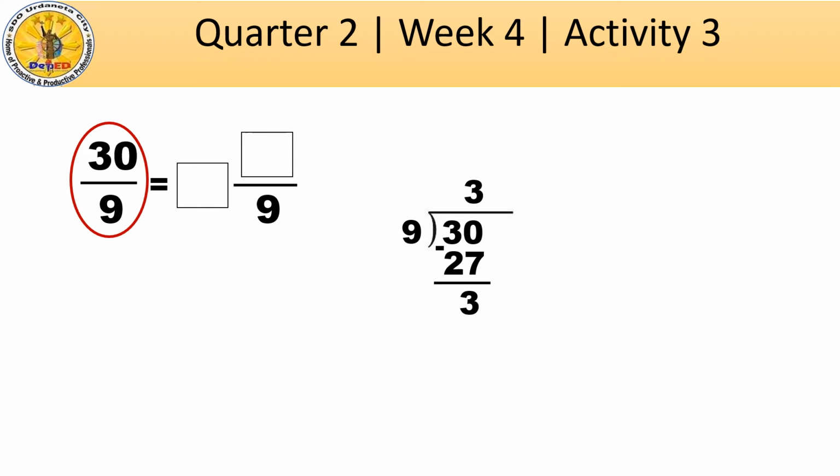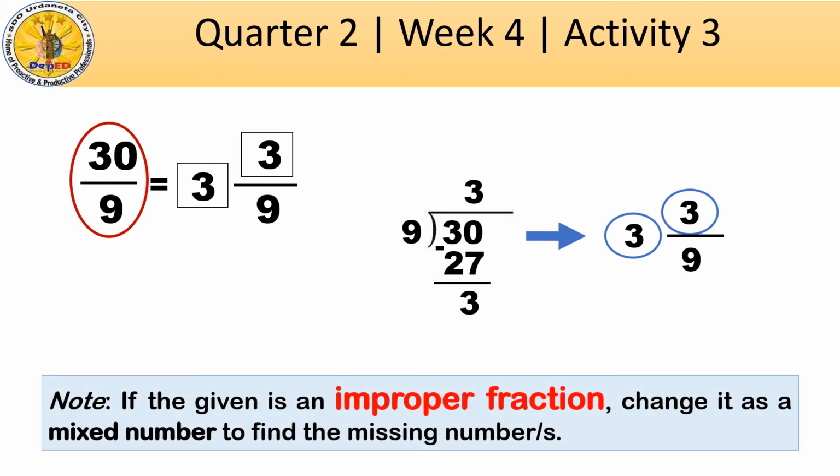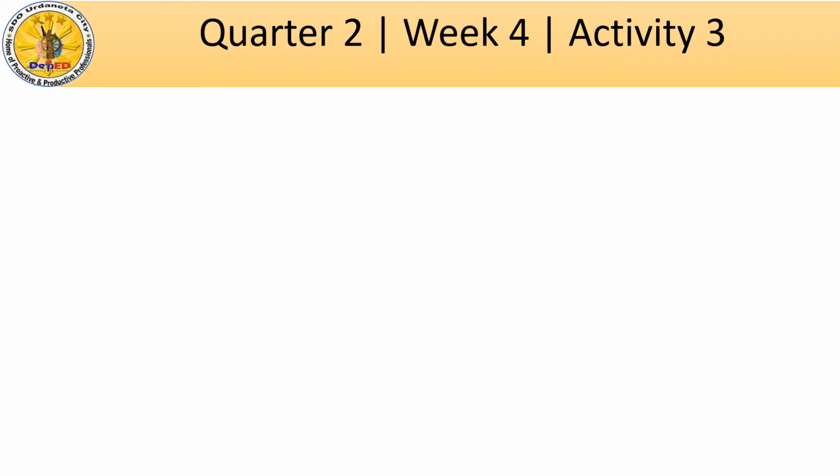Therefore, 30/9 changed to a mixed number is equal to 3 3/9. So, the missing whole number is 3 and the missing numerator is 3. Take note that if the given is an improper fraction, change it as a mixed number to find the missing number or numbers. Let us now have the last example. 49/11 is equal to 4 blank over blank.